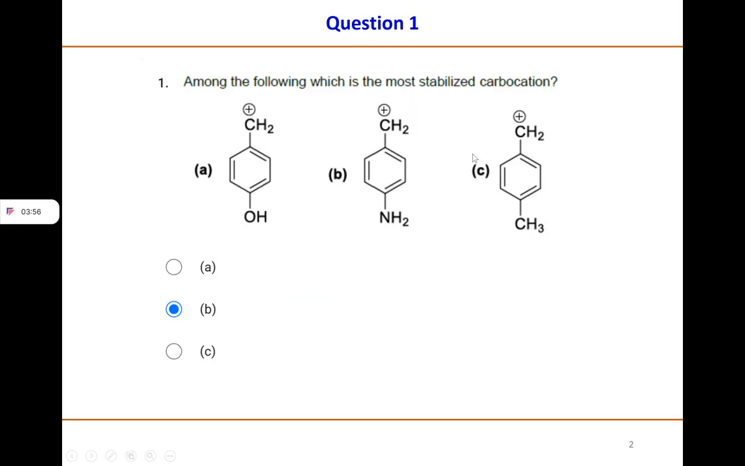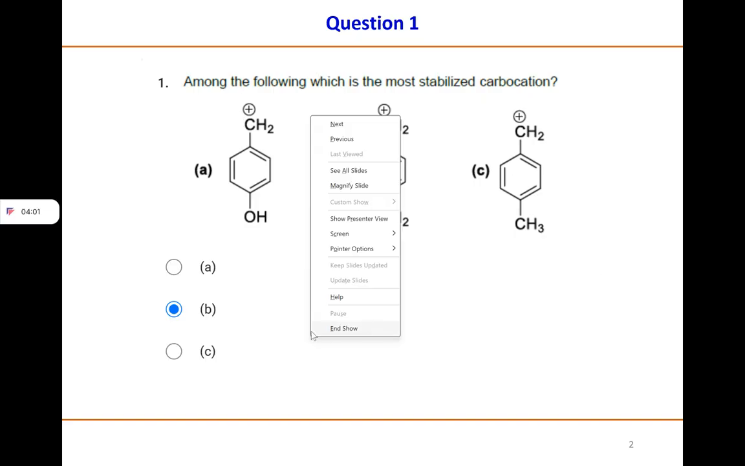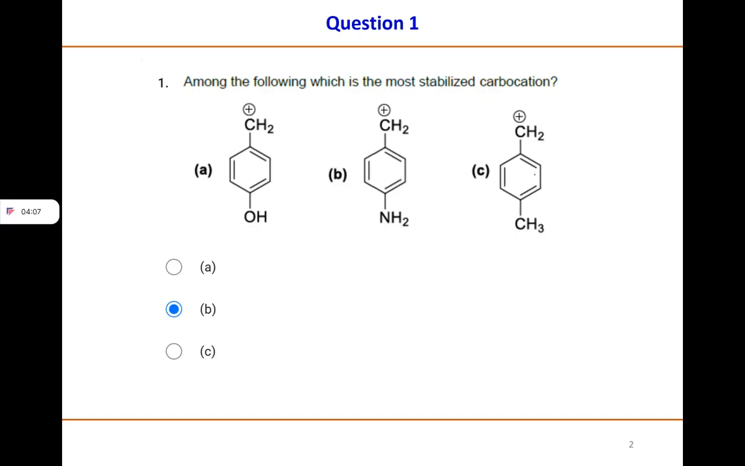The first question is, among the following, which is the most stabilized carbocation? On the benzene ring, you can see the substituents OH, amine, and CH3 alkyl. All of you know that on a benzene ring, electron donating groups enhance the stability of the carbocation, and electron withdrawing groups make a carbocation less stable.